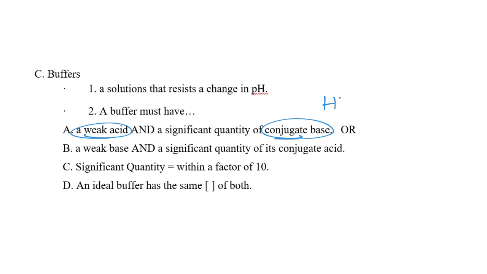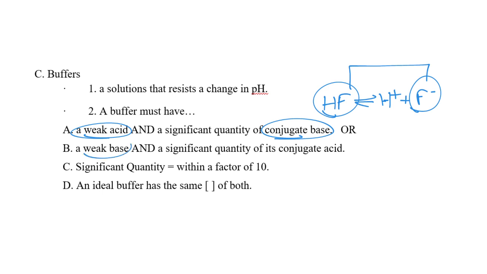Like HF, looking back at our example, we had HF, we had H plus and F minus over here. So HF was my weak acid. It has to be a weak acid or it doesn't work. And then my conjugate base of that weak acid, we had starting concentrations of both of those things. So a buffer can have that, or it can be a weak base in a significant quantity.